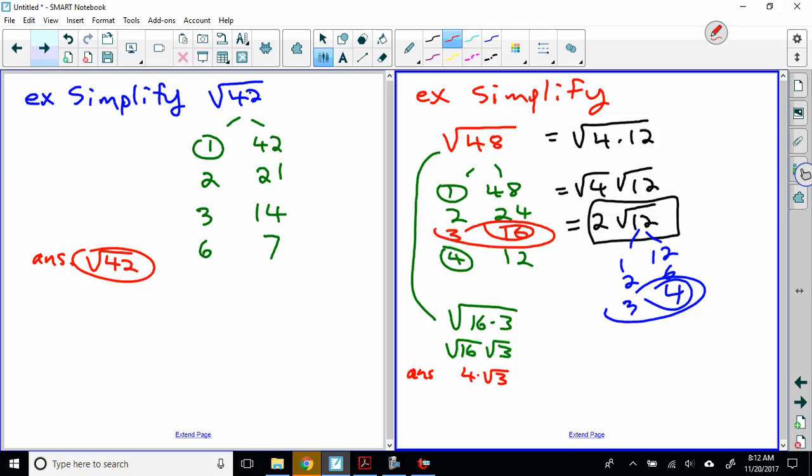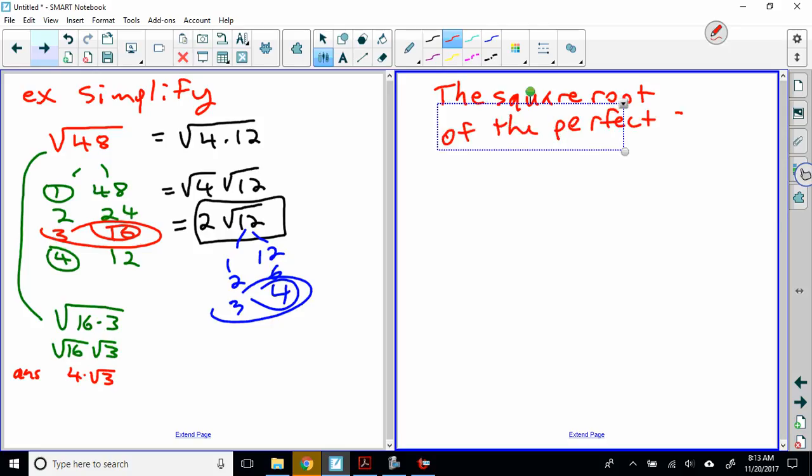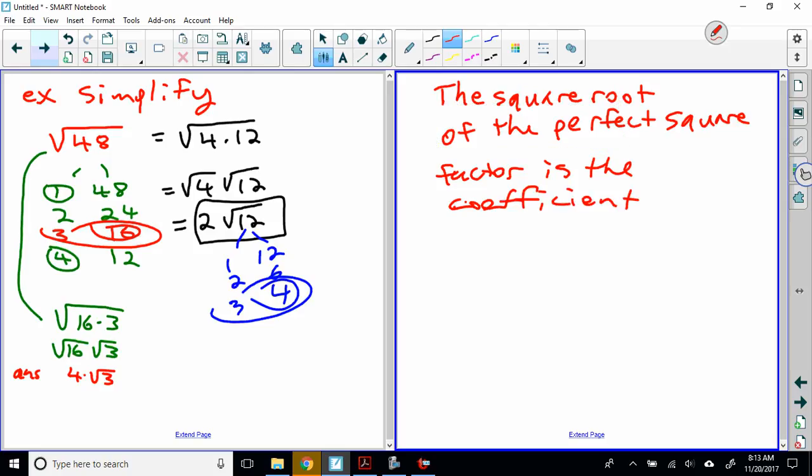Let's write down a good shortcut. I normally don't endorse shortcuts, but I am going to write one here. The shortcut is this: the square root of the perfect square factor is the coefficient. So when you simplify one of these, the real easy way to look at it is the square root of the perfect square factor. Remember, we're talking about the biggest perfect square factor, but the square root of it is going to be the coefficient.